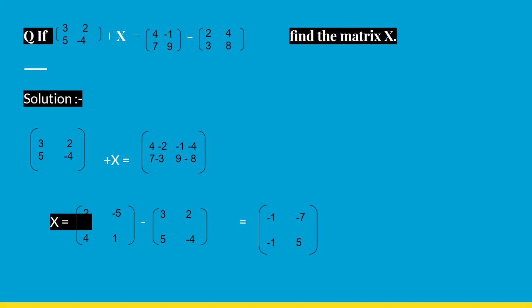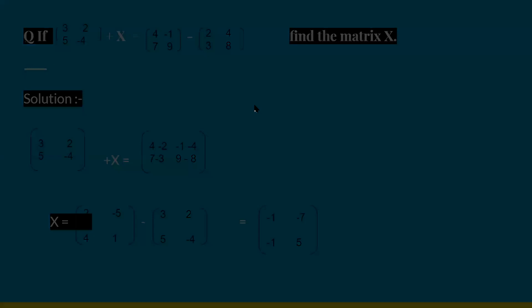After subtracting, we got the answer as 2, -5, 4 and 1. Now we have a matrix on the left hand side: 3, 2, 5, -4. We take it to the other side and put a subtraction sign, and then simply subtract them. So 2 minus 3 gives us -1, -5 minus 2 makes it -7, 4 minus 5 makes it -1, and 1 minus -4 will give us +5. This is the way we add or subtract matrices.